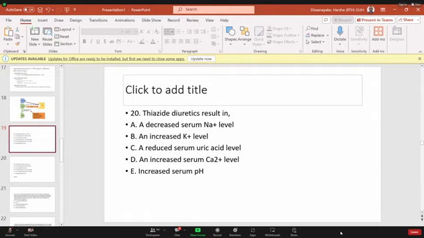Increase serum pH, yes. Because when there is a lot of sodium delivered to the collecting ducts, some of that is reabsorbed in exchange for potassium and H+. So losing H+ from serum causes it to become alkalotic. What genetic disease resembles metabolically thiazide effects, and what genetic disease metabolically resembles furosemide effects?